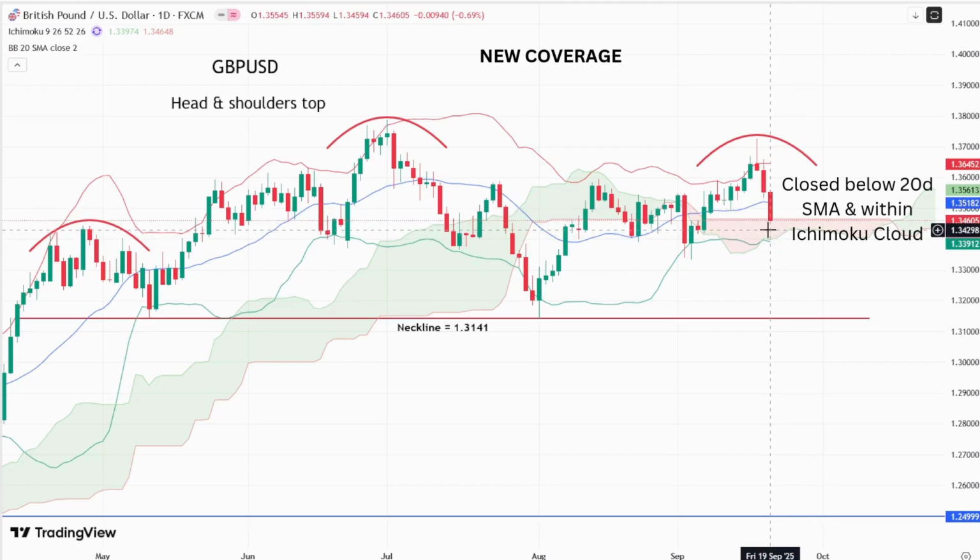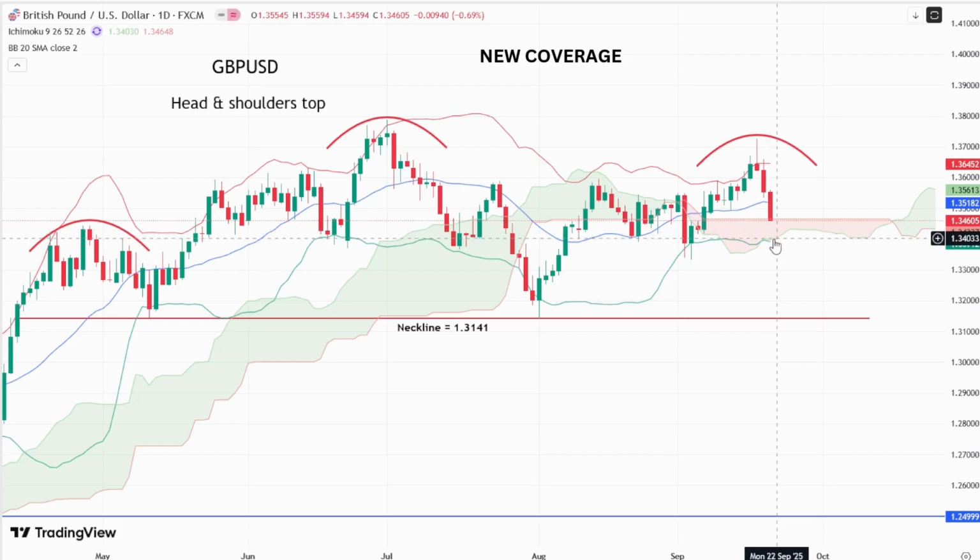signs of further downside. Now, closing below the Ichimoku cloud is expected to tilt sterling dollar lower, and this bearish pattern will be completed if there is a close below the neckline at 1.3141. The textbook target is at 1.25.